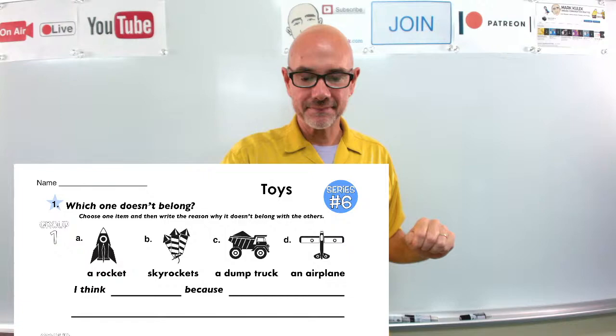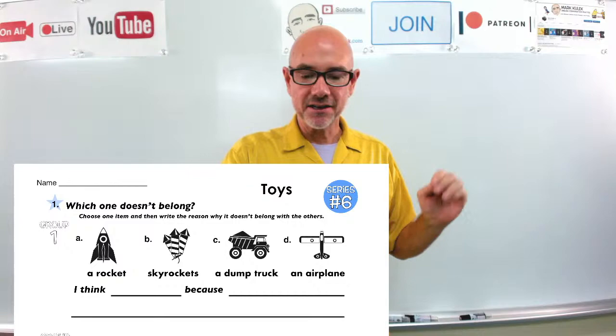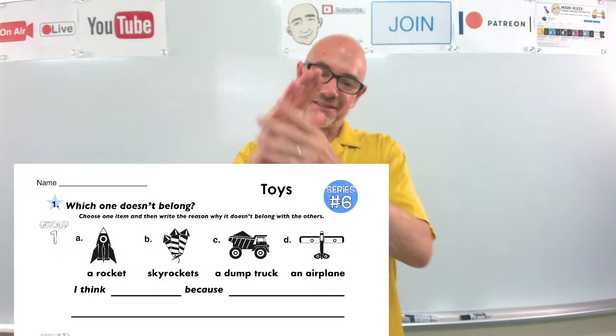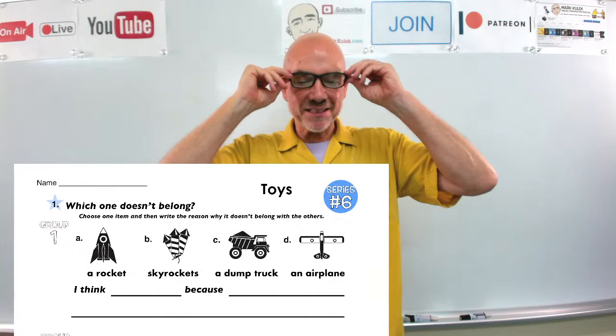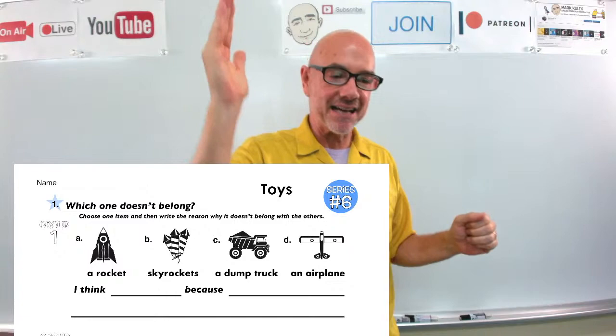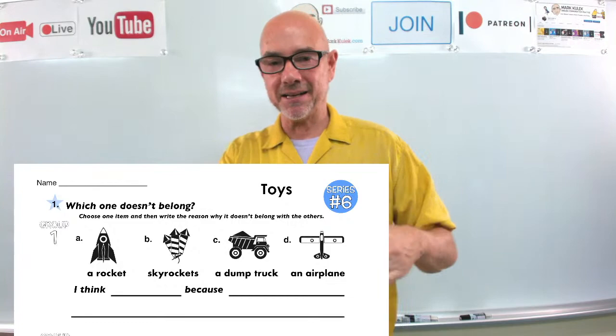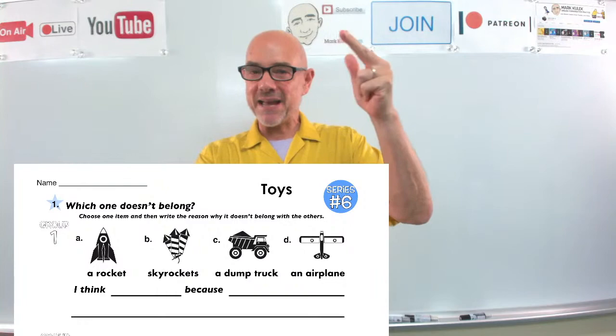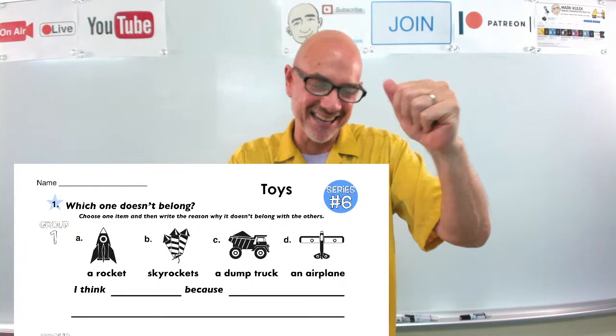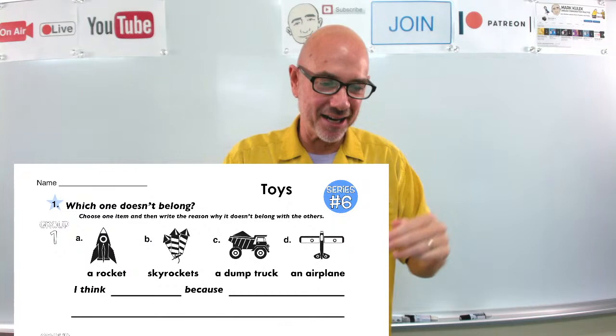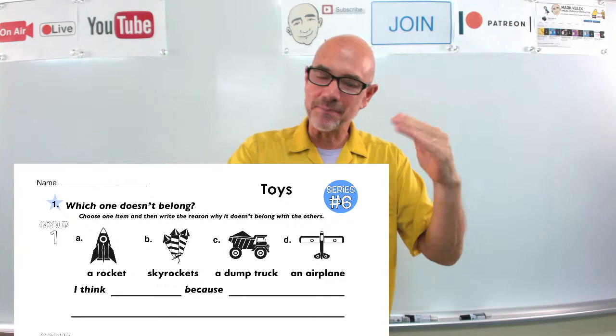Okay. Umesh says, skyrockets because we can buy them. See, there are many answers. There's not just one answer. We can buy skyrockets. A rocket, you don't have enough money. Jeff Bezos can buy a rocket, but you can't. I don't think you can. I can't either. So we can't buy a rocket. A dump truck also is very, very expensive. So I don't think we can buy a dump truck.